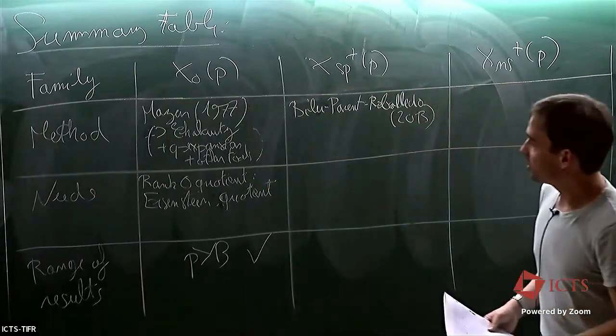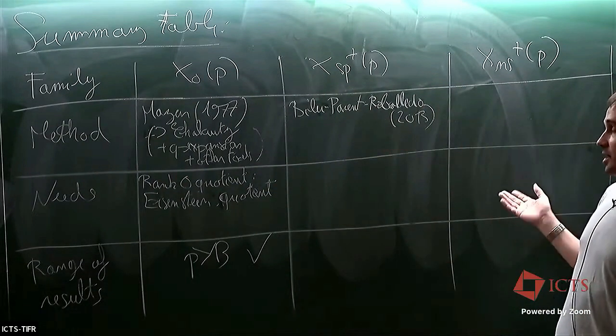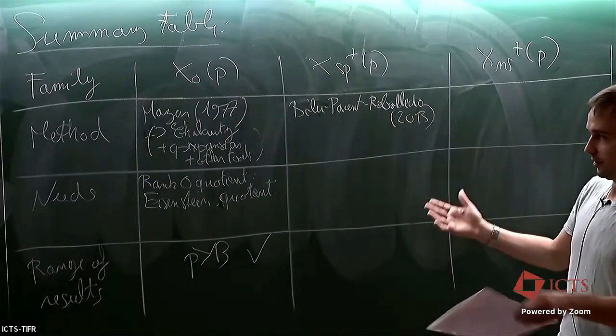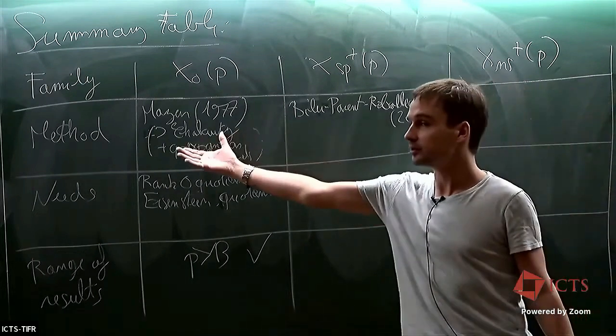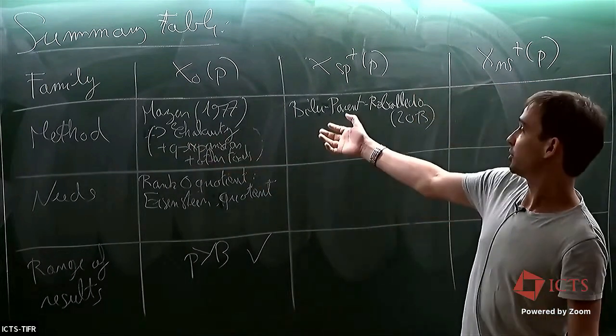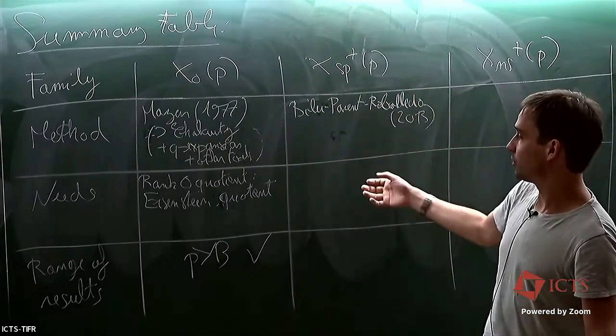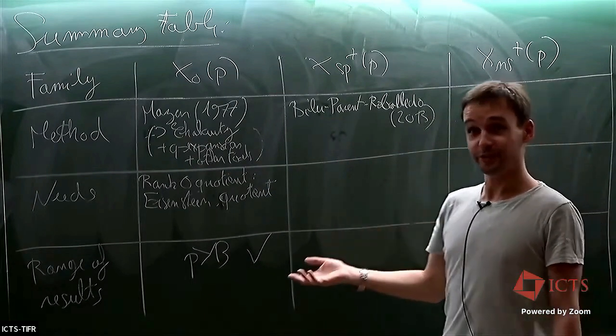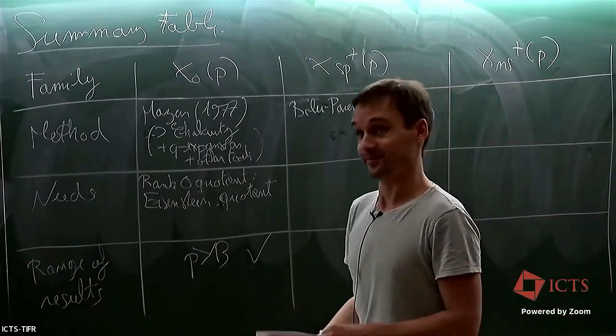And so the question might be, okay, how does it resemble the method? Actually, it's an adapted version of this method to this kind of curves. And in particular, is there a rank zero quotient here? The answer is yes, and it's actually the same. And I'll explain why.